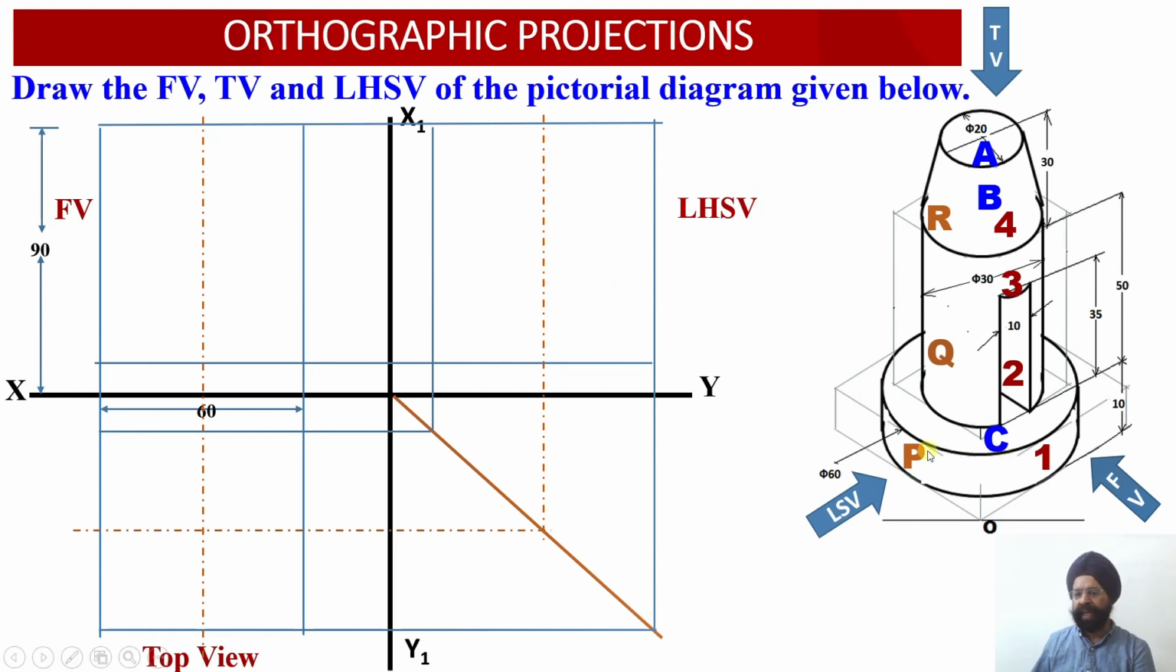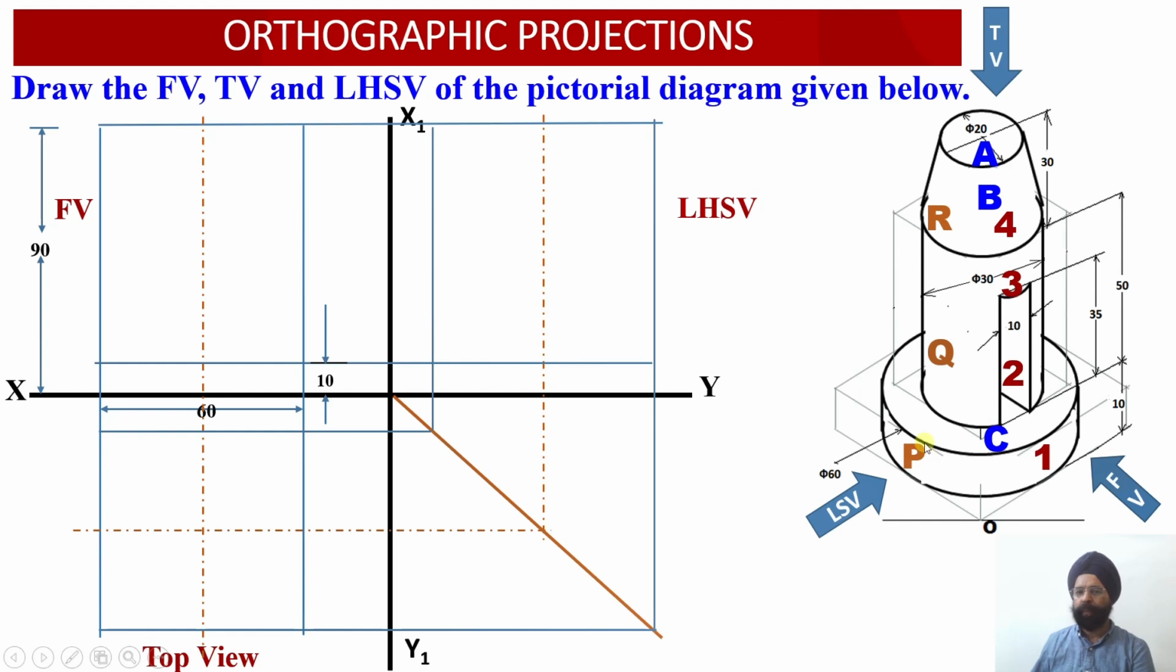Now we know that the height of the lower block is equal to 10 millimeter. So this height of the bottom block over here, right? It is equal to 10 millimeters. So corresponding to 10 millimeter height, I have marked this distance of 10 millimeter. So we have drawn a projector line over here which will be extending from the front view to the left hand side view as well.